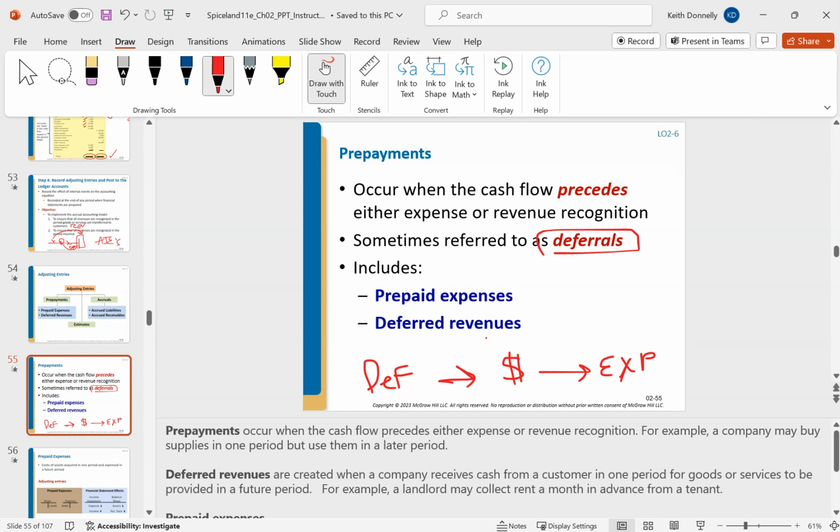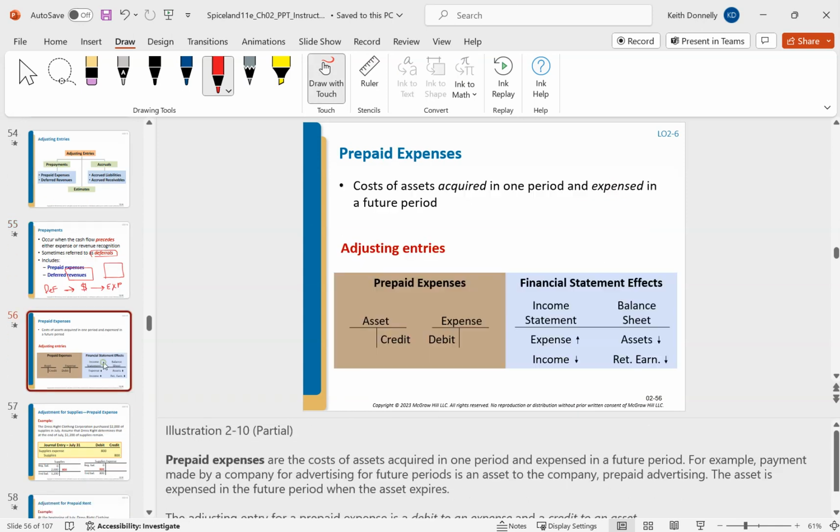This may be like prepaid insurance. We spend the cash up front, buy insurance, and then here we are at the end of the period. We use 2 months of it, then we take the expense for it. So this is just showing you we acquire it in one period, we expense it in the future. We buy the insurance in period 1, maybe we expense it next period, or partially at the end of this period to represent its usage.